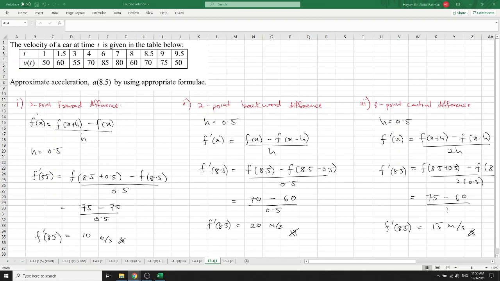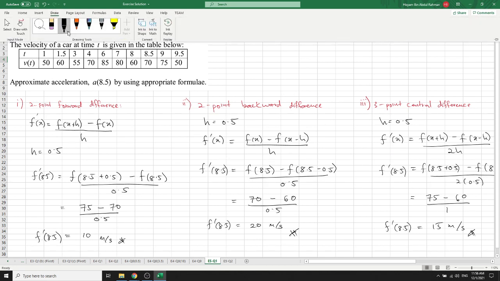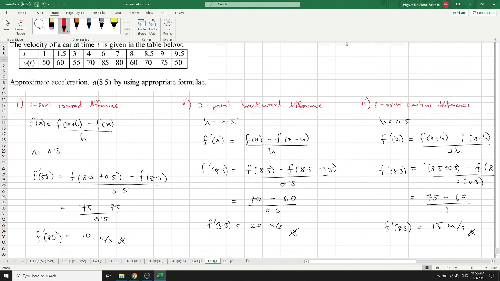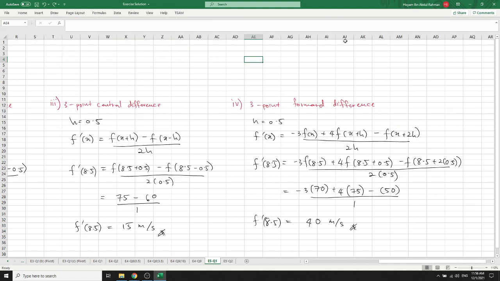Okay, so exercise 5, question number 1. The question asks you to find the velocity for a certain time. The given things are the time and also the velocity. So the question actually asks you to find the acceleration. Okay, you need to find the acceleration, so they give you the velocity.